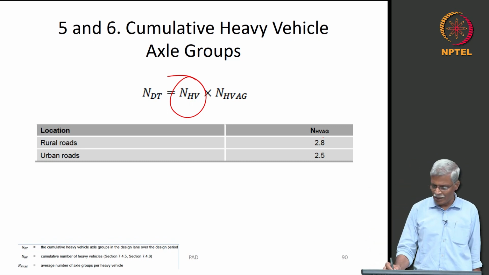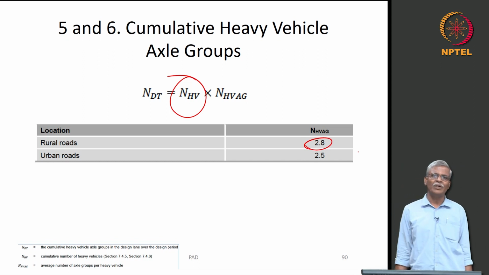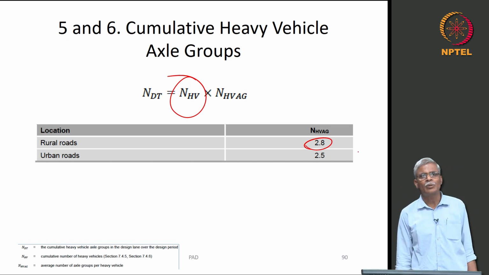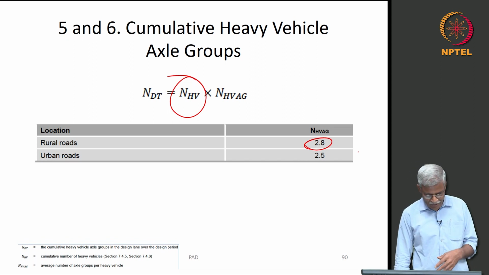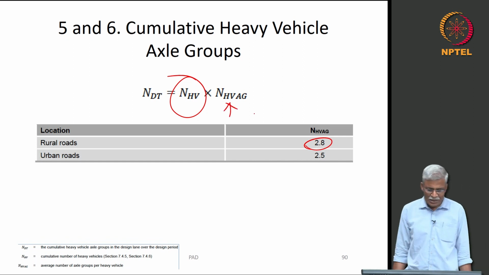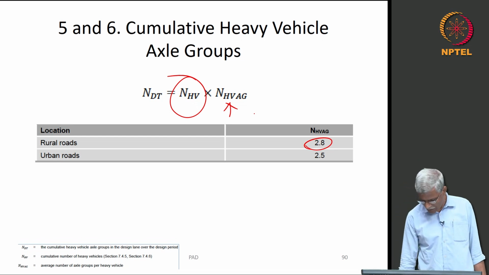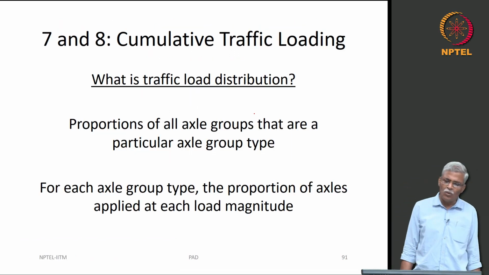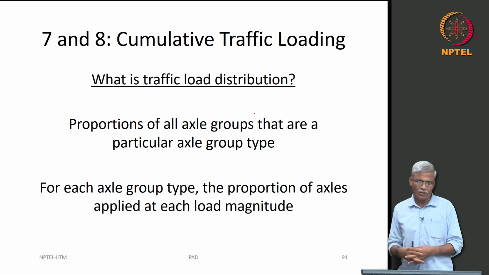If you do not have the data, you could use something like 2.8 or 2.5 that they are basically talking about. So, these are the axle groups, average axle groups that we are looking at. So, please understand this is the average number of axle groups per heavy vehicle. Okay. Now, comes the next part, what is the traffic load distribution.